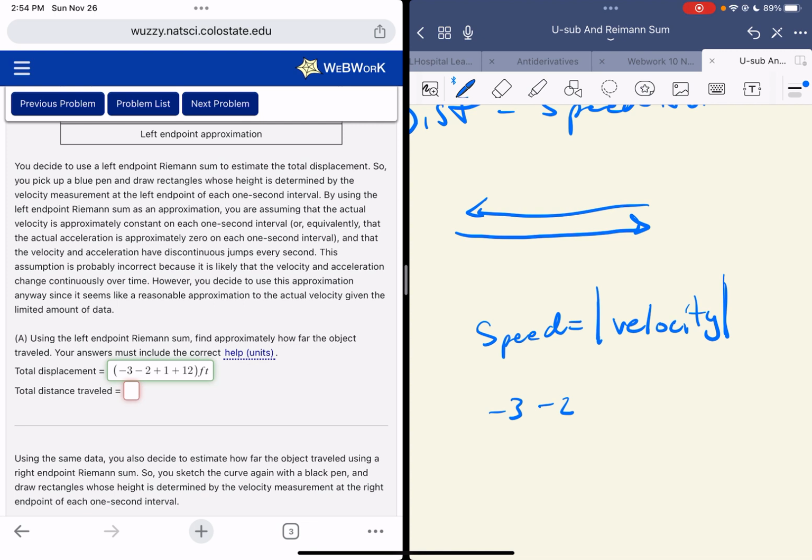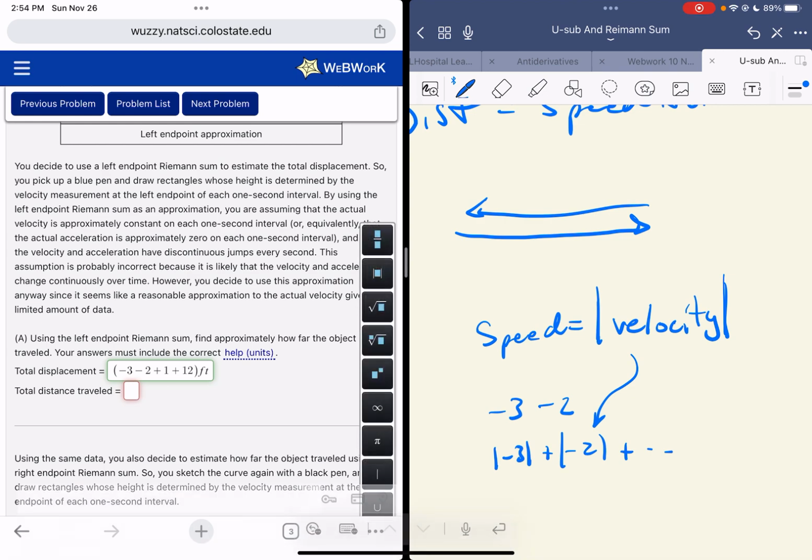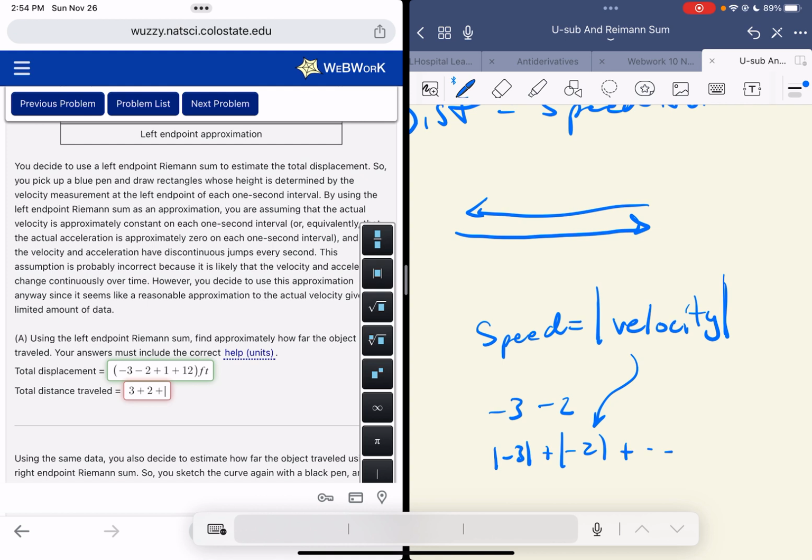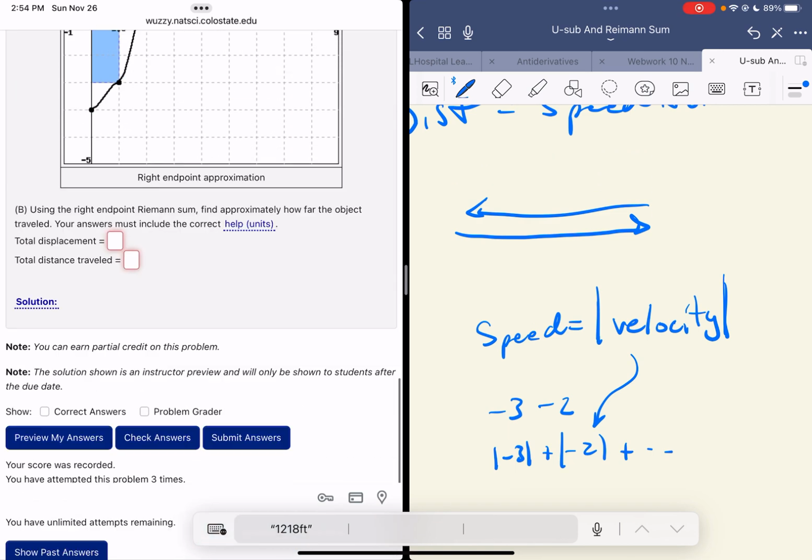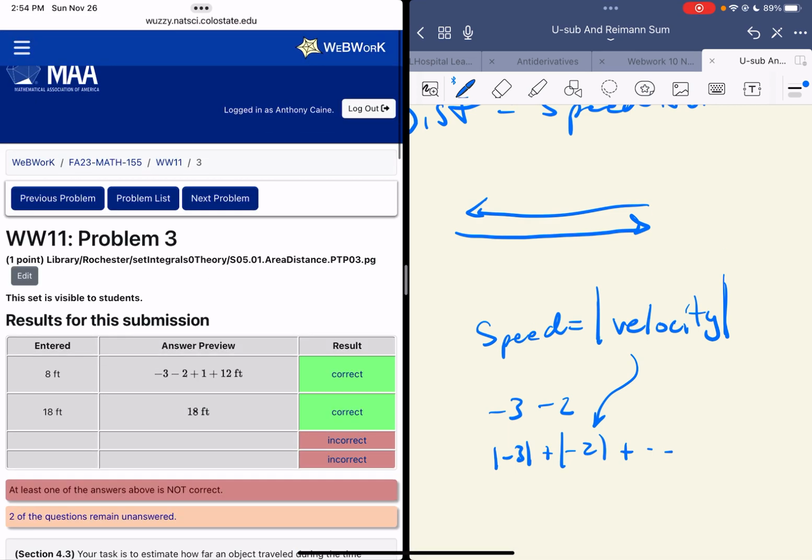But my speed is the absolute value of this. So I would do absolute value of -3 plus absolute value of -2 plus, and you just keep doing the absolute value of the velocity at each spot. So in this case, you could just change it to 3 plus 2 plus 1 plus 12, or you can just add it all up. And what is that? 6 plus 12 is 18 feet. Submit answer. And there you go.